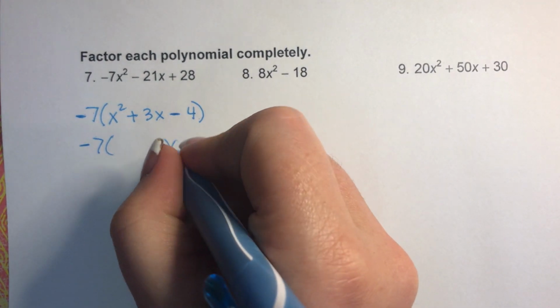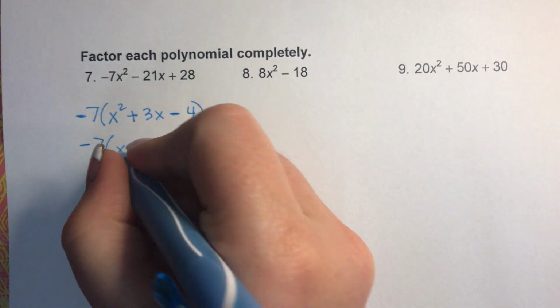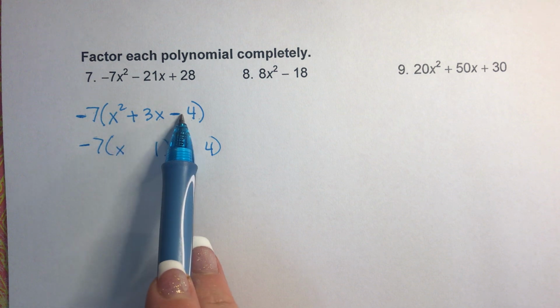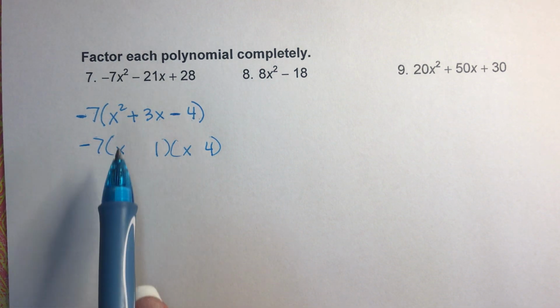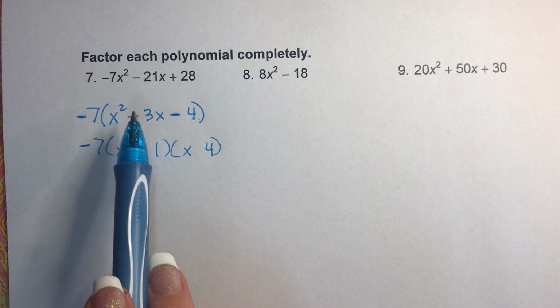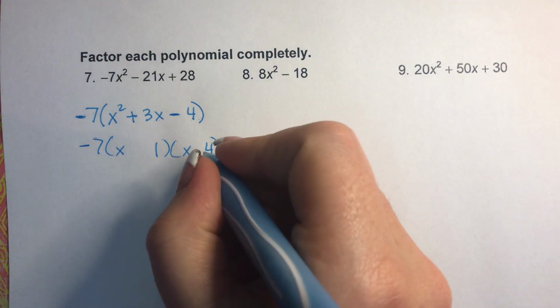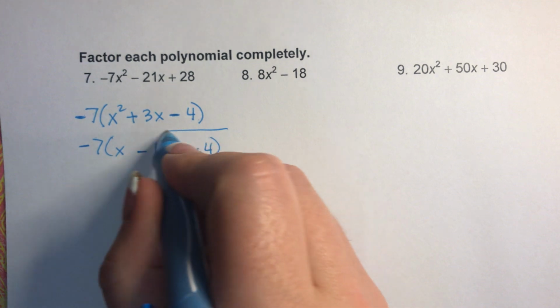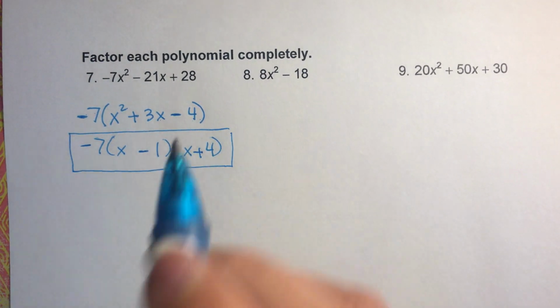So we're going to do our little voot-voots. We got x here, 1 and 4. And we know that to get a negative number, one has to be positive, one has to be negative, and we want a positive 3, so that means the bigger has to be positive, and the smaller has to be negative. And if you got that one right, great job.